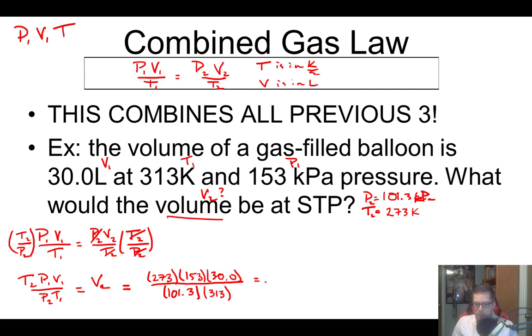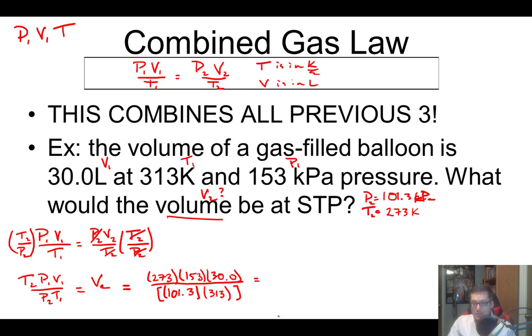Now remember, when you do this, to put this in extra parentheses in the bottom. Otherwise, you'll run into a rough time. You'll divide by 101.3 and then multiply by 313. That's no good. That's the wrong answer. So 273 times 153 times 30 divided by 101.3 times 313.